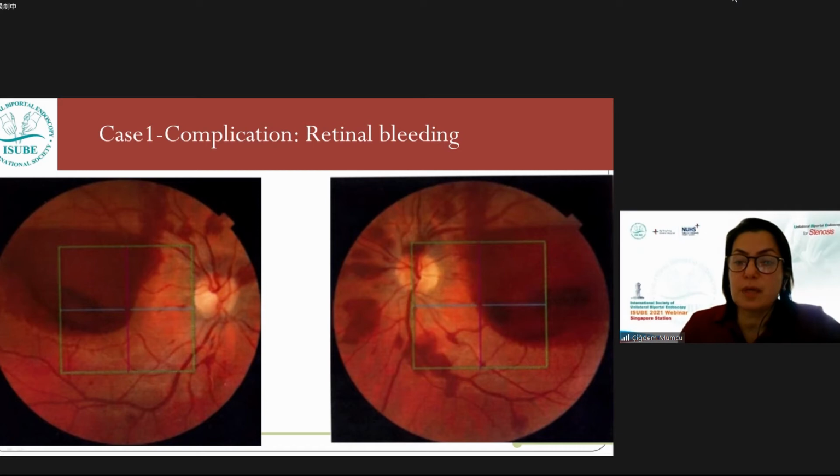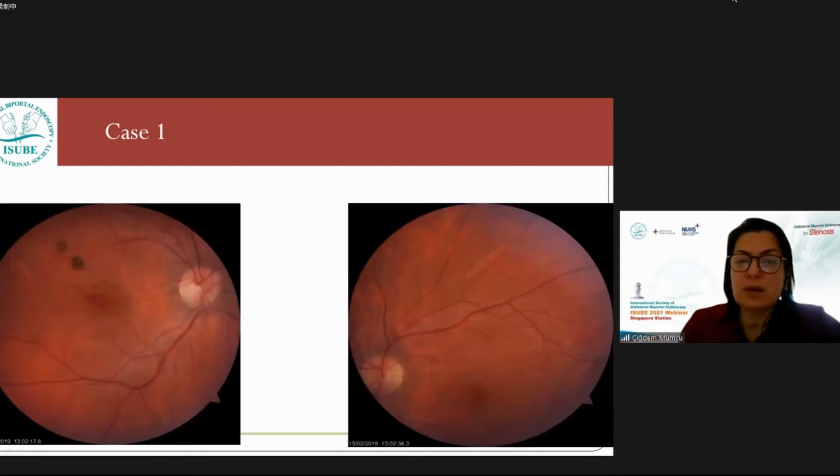Post-operative, a few hours later, bilateral visual loss was observed. He was immediately referred to the Department of Ophthalmology. He had bilateral retinal hemorrhages. In this slide, you can see his fundus photograph of optic disc. He was applied YAG laser in both eyes. 1 month later, his visual acuity increased and the hemorrhages remarkably recovered.